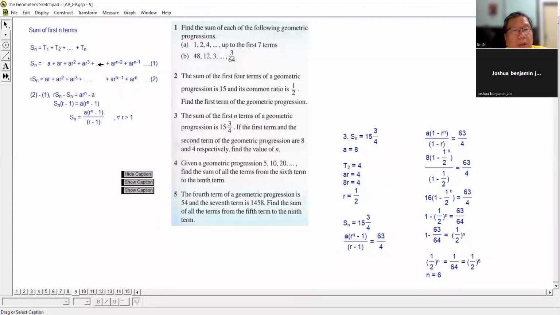Okay, so I think something is wrong with my clicking. Okay, so next one.